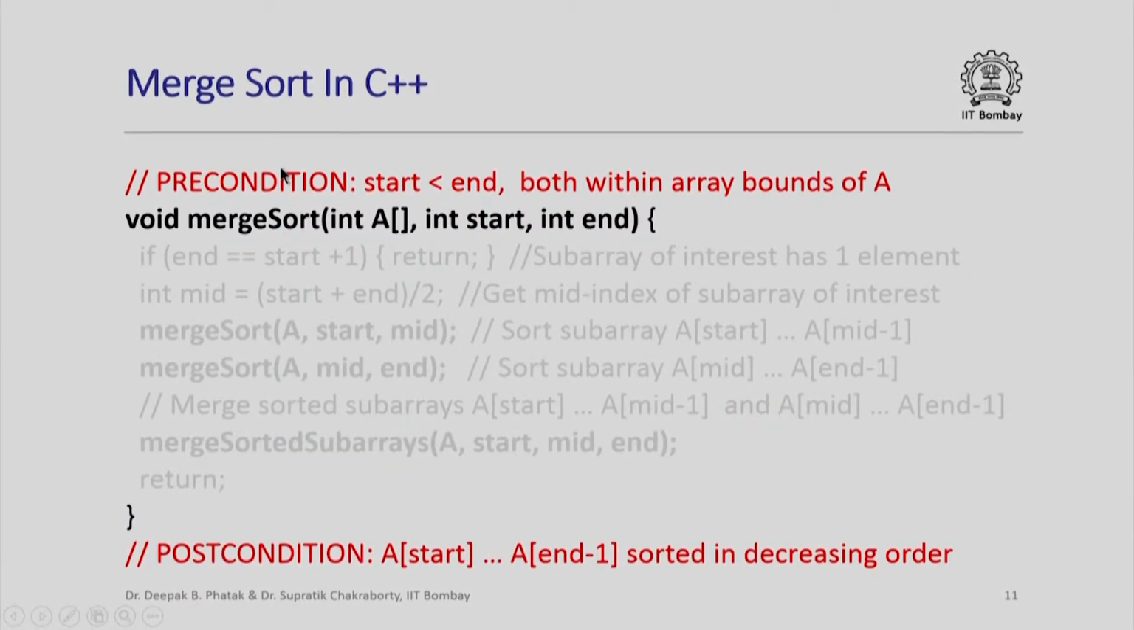So let us first look at its precondition and postcondition. As a precondition, I require that the starting index in the array should be less than the ending index, and both must be within the array bounds of A. As a postcondition, we are going to guarantee that the part of A between the indices start and n-1 will be sorted, and in this particular case, since we are interested in sorting in decreasing order, it will be sorted in decreasing order.